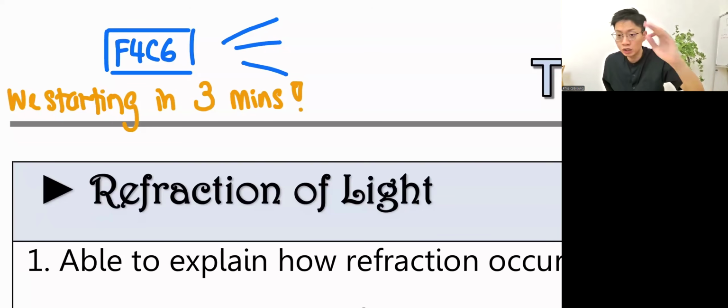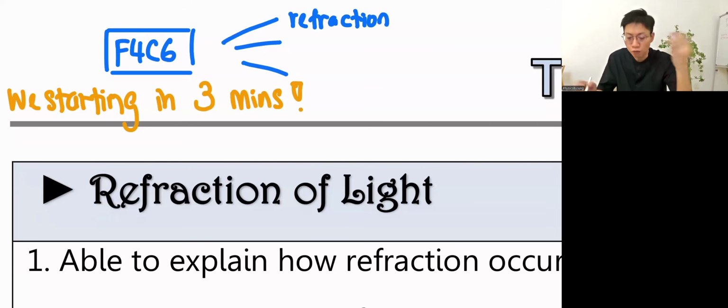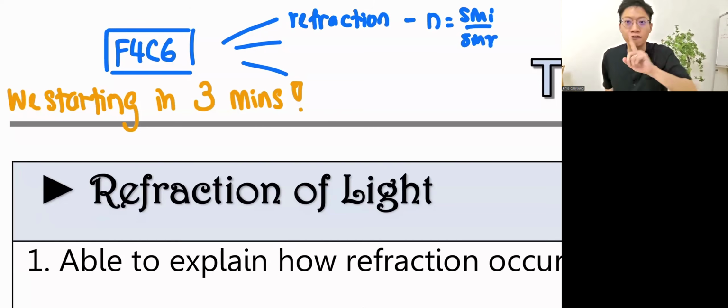Okay guys, so for light, there's actually three parts. The first part is everything on the refraction of light. You know, refraction, you've got the refractive index equals to what? Sine i over sine r and everything. So that's the first part.